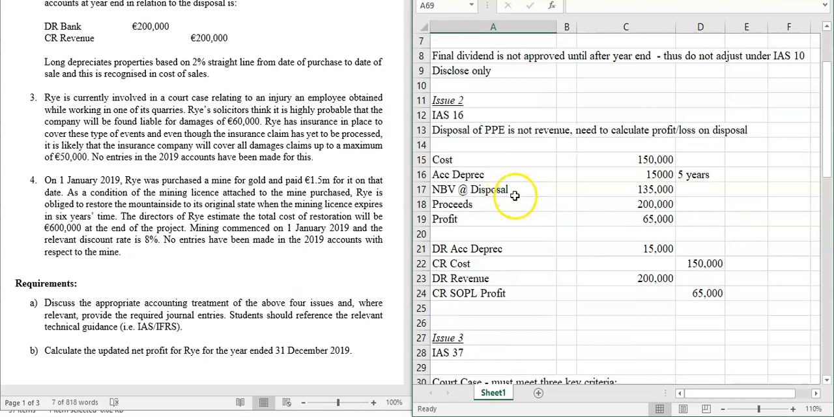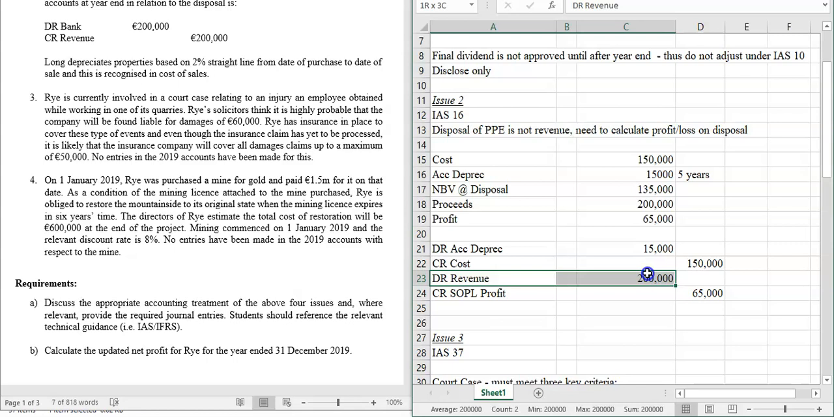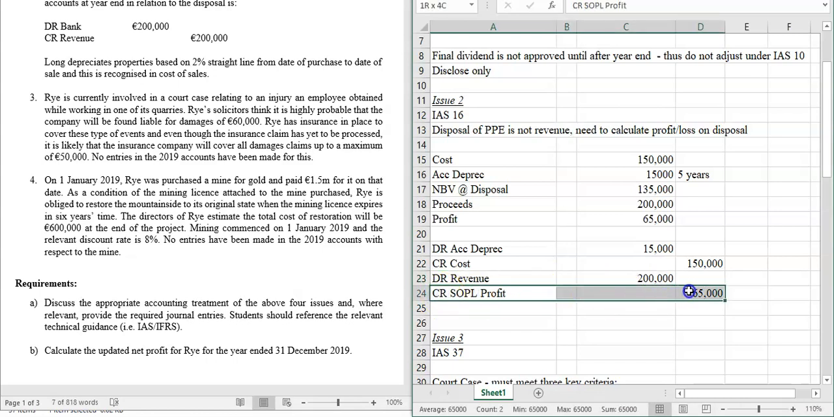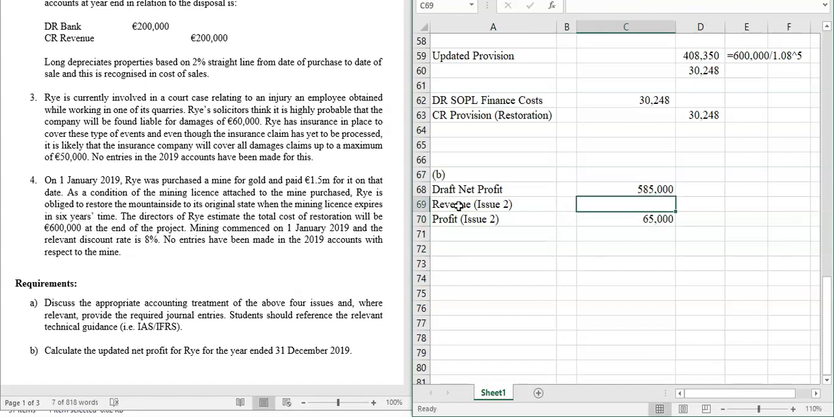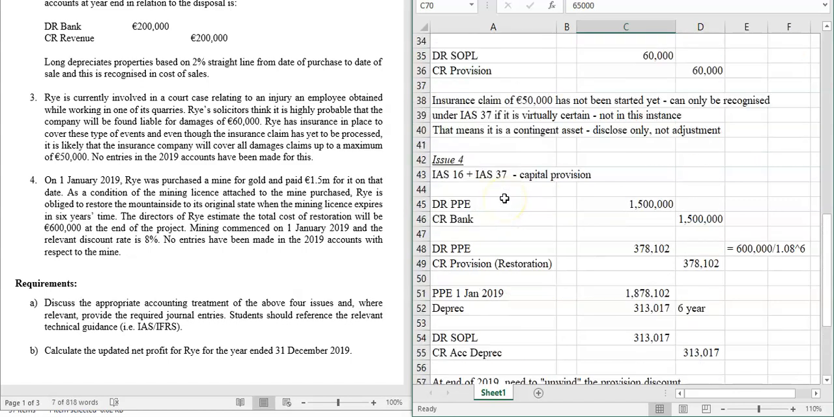Issue 2, we have 2 adjustments. We have debit revenue. Now we're ignoring tax here. So that means that's going to reduce revenue by 200,000. That will reduce profits by 200,000. And we're crediting the P&L 65, which is the profit on disposal. So if we come here, we have our revenue, and you just cross-reference revenue, issue 2, profit, issue 2. This is plus 65, this is minus 200. So again, you're just showing the examiner where you cross-reference them in, and you know what issue they're coming from as well. Again, we're ignoring the impact on tax here.